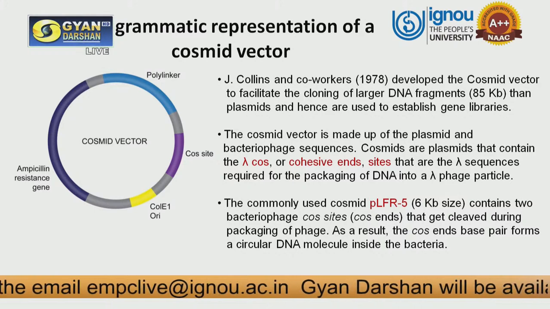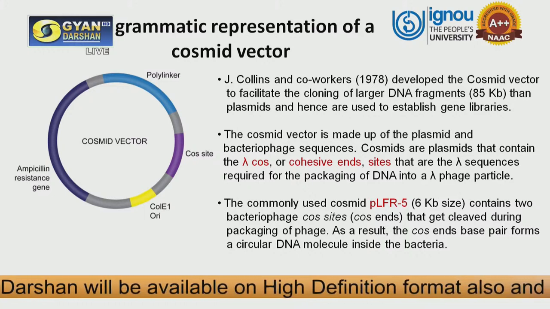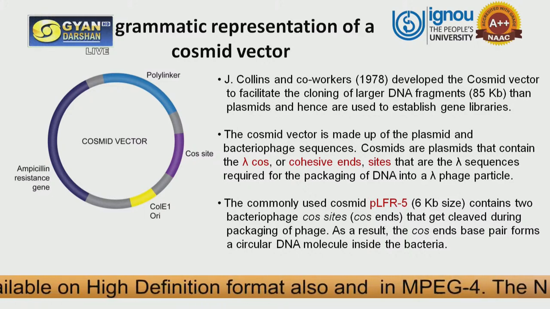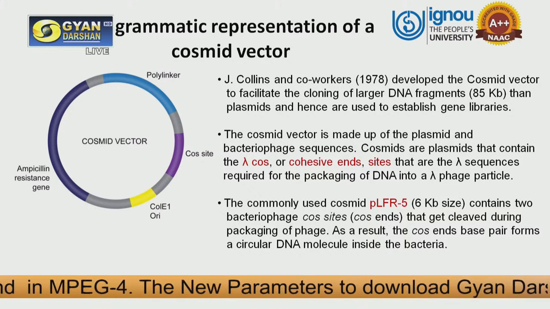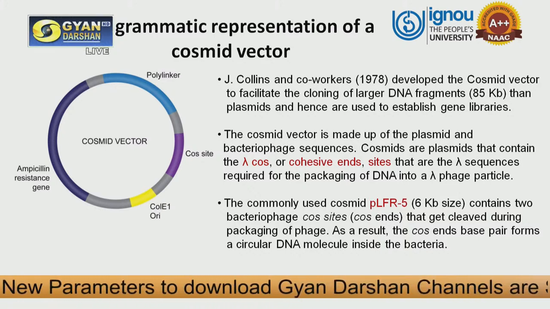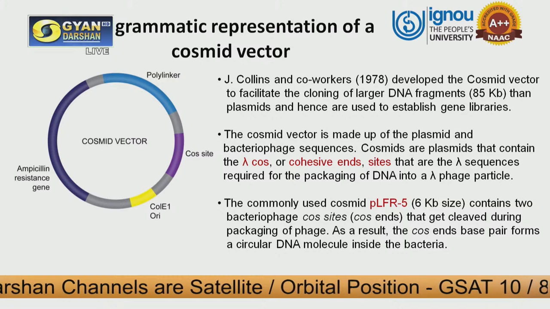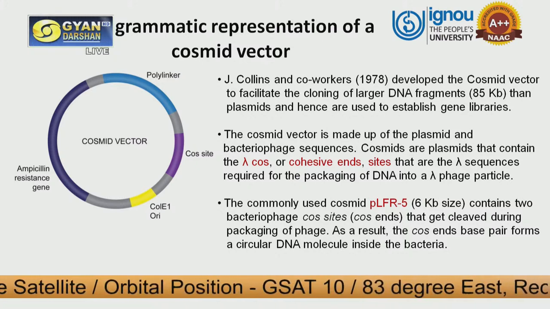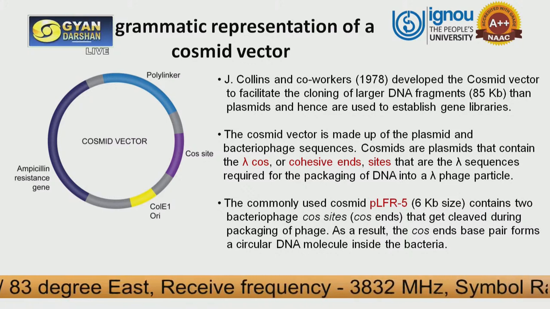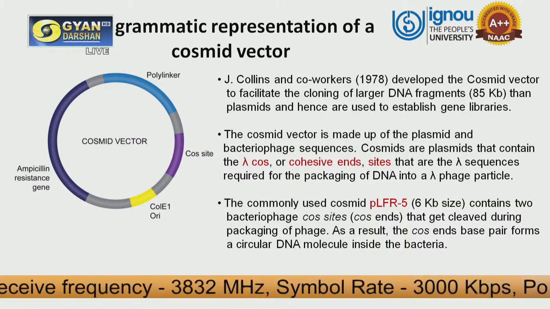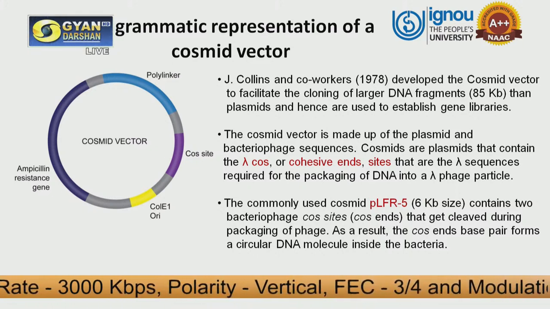Now comes another vector, which is called the cosmid vector. This was developed by J. Collins and co-workers in 1978. This vector facilitates the cloning of larger DNA fragments, approximately 85 kb, kilo base pair, compared to what a plasmid can do. And hence, it can be used for establishing a gene library. So you can see the technology keeps advancing and new vectors were developed as per the requirement.